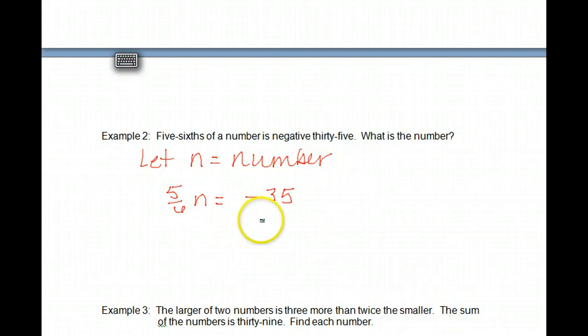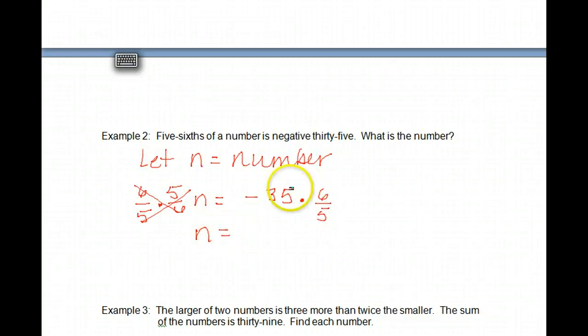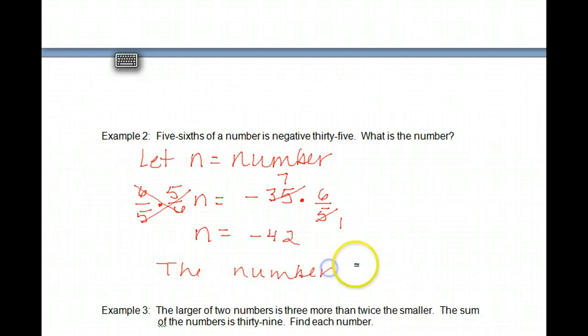To undo the multiplication of a fraction, we want to multiply both sides by the fraction's reciprocal. So we'll multiply both sides by 6/5. We will allow the cross canceling to happen on the left hand side. We can cross cancel on the right. 5 will become 1, 35 will become 7. So -7 times 6 is -42. And we would finish off by saying the number is -42.